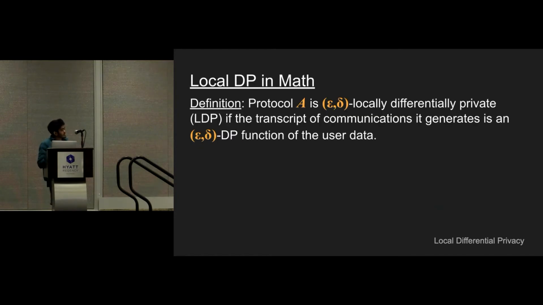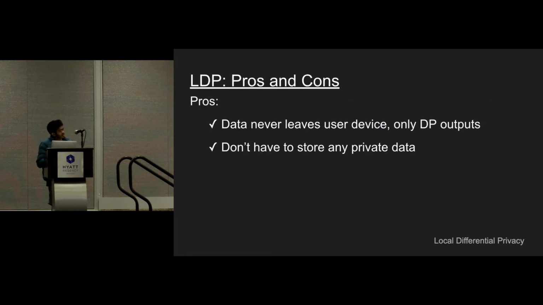So in math, we're going to say a protocol A is epsilon delta locally differentially private if the transcript of communications it generates, which is like a record of who said what at what time, is an epsilon delta private function of the data. So there are pros and cons to this model. Some of the pros are that the data never leaves the user device. The user has full control over what they're sending, and they're only sending private output.